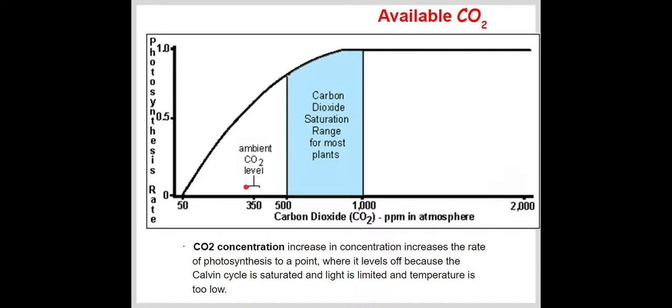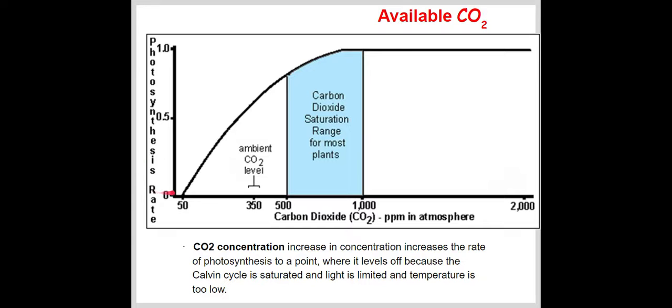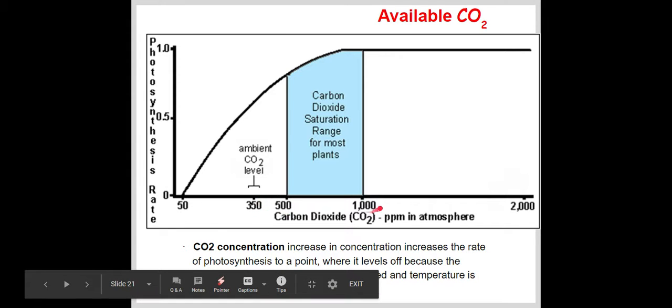Here, for example, we've got 50 and all the way up to 2,000 ppm of carbon dioxide in the atmosphere. We've got our rate on the y-axis, or how much carbohydrate is being produced. We can see a slow increase in this range, but the level at which the plant is most successful is in this range, between 500 and 1000 ppm of carbon dioxide.